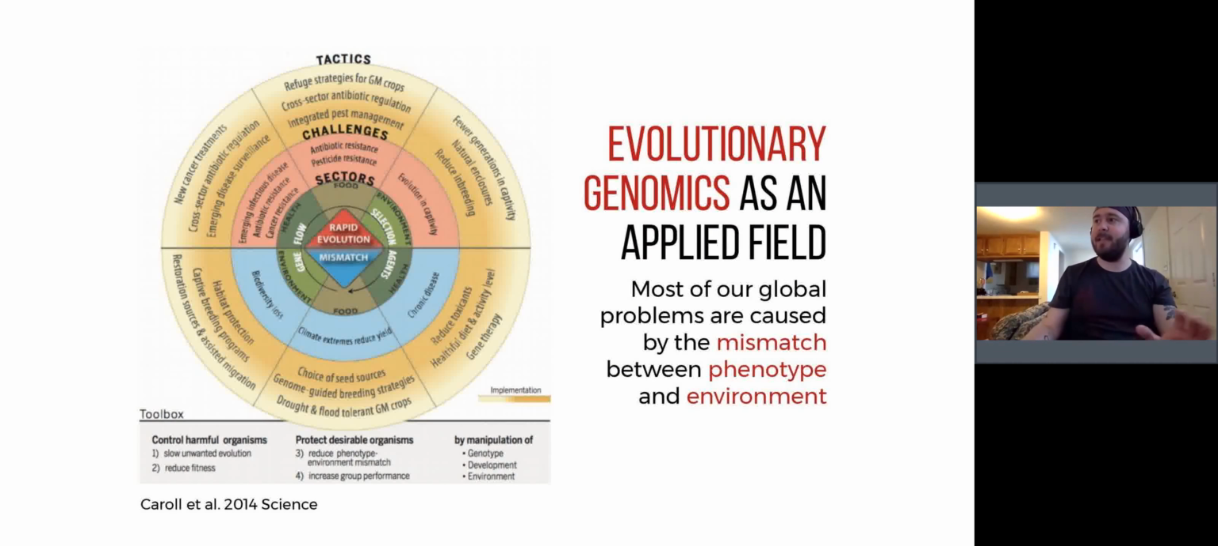Again, as I said, evolutionary genomics is very important as an applied field because when we look at our society today, when we look at global problems, evolution is really at the center of all of it. So here's a nice example: chronic disease. Today we have a problem with chronic diseases. We have a lot of them, for example heart failure and heart disease.